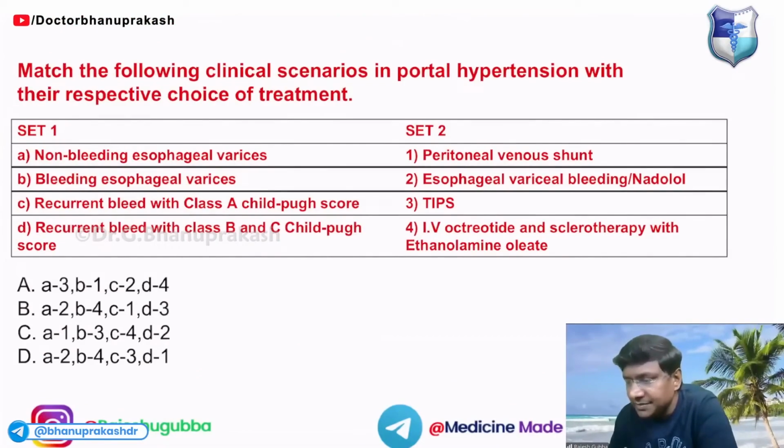Obviously, in case of the acute phase, we don't do the biopsy, right? But once the acute phase is over, that is when you need to do biopsy to confirm the alcoholic hepatitis.